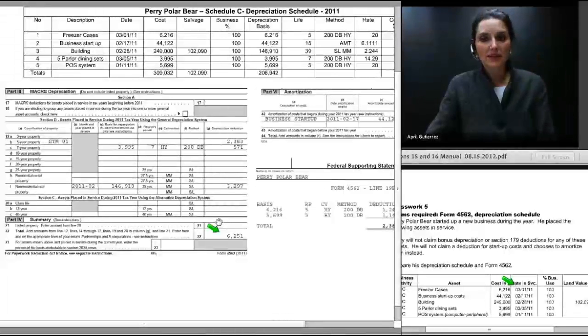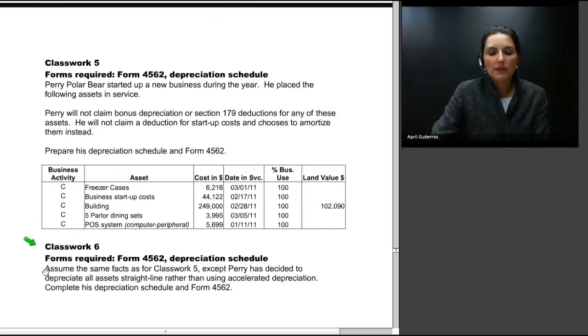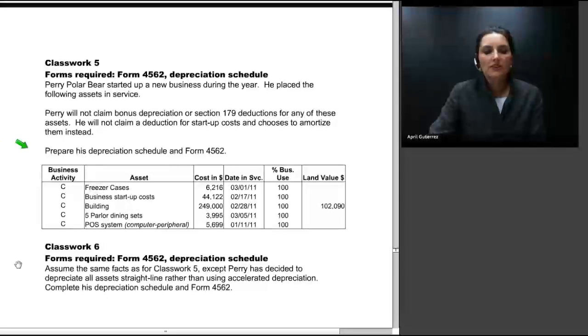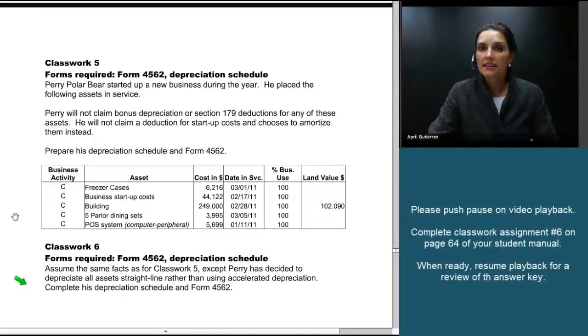Let's take a look at Classwork assignment number 6. Classwork assignment number 6 asks you to prepare Form 4562 and a depreciation schedule. This time we're assuming the same facts as in number 5, except that Perry has decided to depreciate all assets straight line rather than using accelerated depreciation. Now we want you to complete his depreciation schedule a second time and a different Form 4562, applying the different depreciation methods. So at this point, please push pause on video playback and complete Classwork assignment number 6. When you are ready, resume playback for a review of the Classwork 6 answer key.